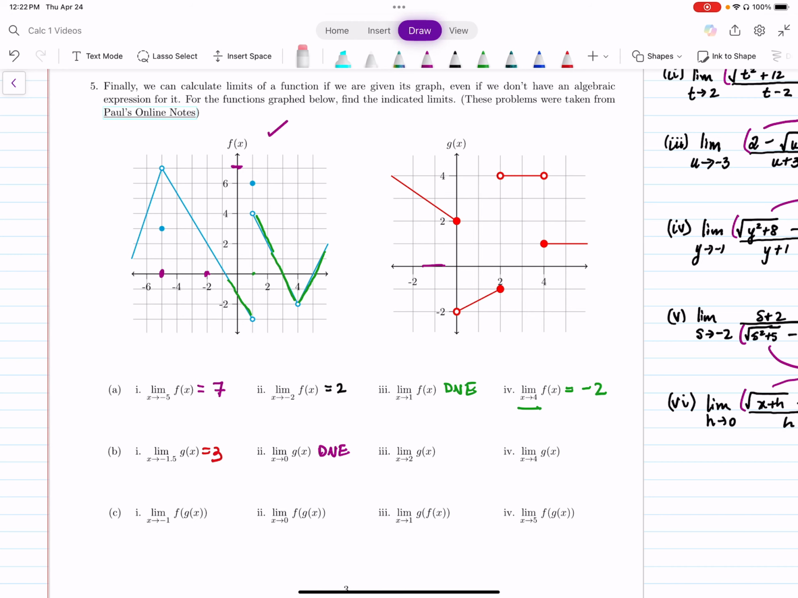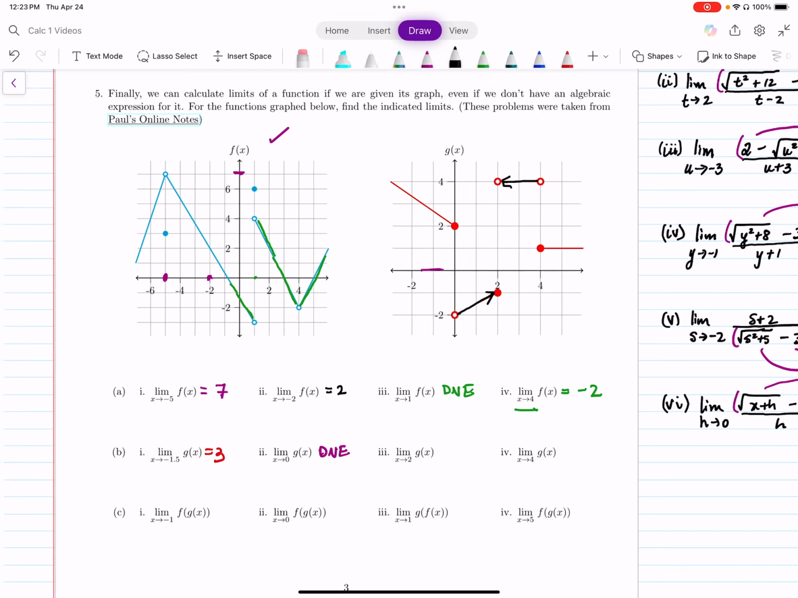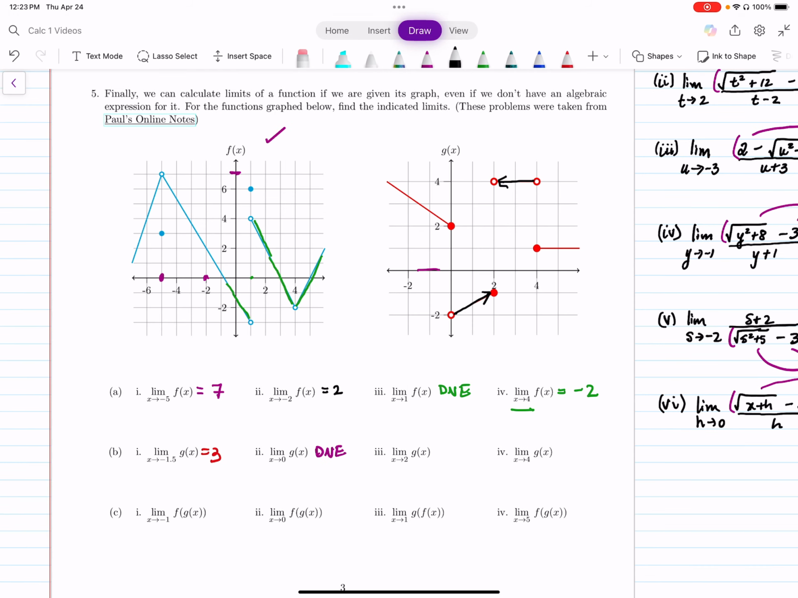So again, we see that we have unmatching left and right hand limits. If we come from the left, we're headed up towards -1. And if we come from the right, we're headed towards 4. So the limit as x approaches 2 of g of x does not exist. Lastly, x approaches 4. From the left, it's headed to 4. From the right, it's headed to 1. Those don't match, does not exist.